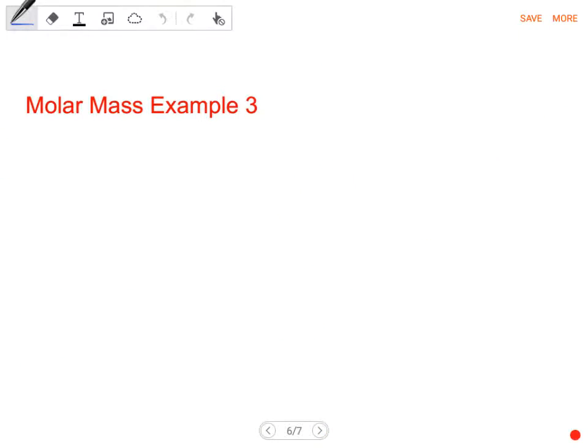Heck, let's do another one just to make sure we're on point here. Let's do the molar mass of cobalt(III) sulfate.